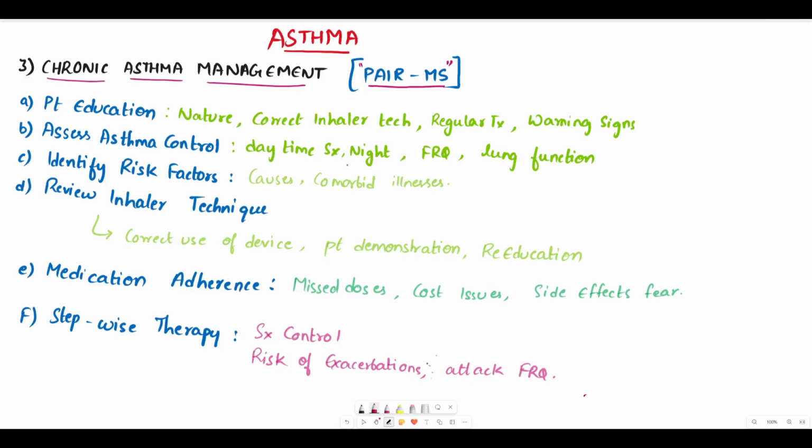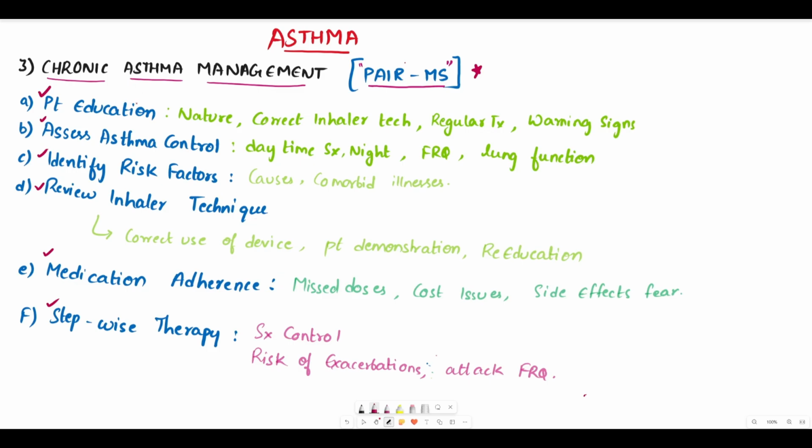Let's try to see the chronic asthma management. To understand this chronic asthma management, just remember a simple trick, that is PAIR MS, where P means patient education, A means assessing the asthma control, I means identifying the risk factors, R means to review the inhaler technique, M means ensuring the medication adherence, and S means stepwise therapy. Now let's try to see what exactly is done under each one.